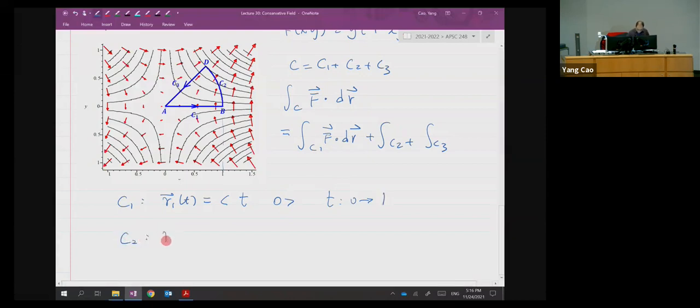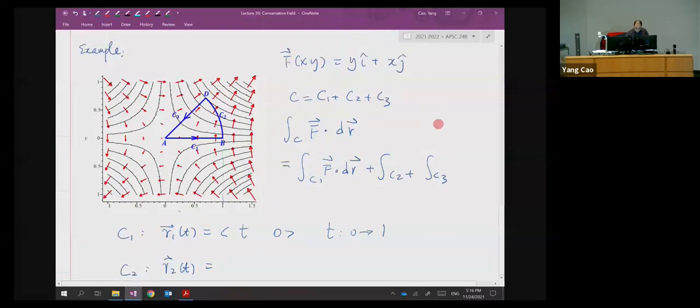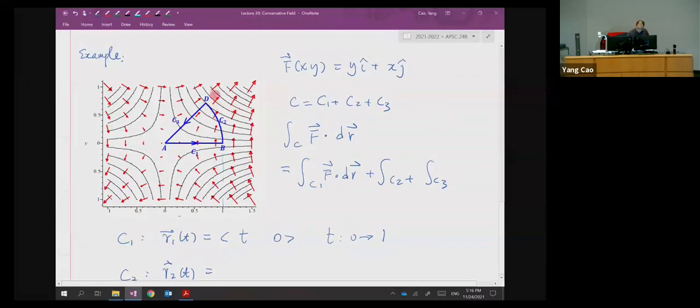C2, let's call this R2. And that's the part of the BD curve. This curve, the question should tell you this, is a part of the circle. Okay, so part of a unit circle. So if you finish this, it's part of a unit circle here. So if it's a unit circle, this circle is x squared plus y squared equal to 1.